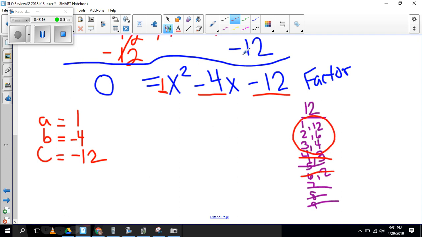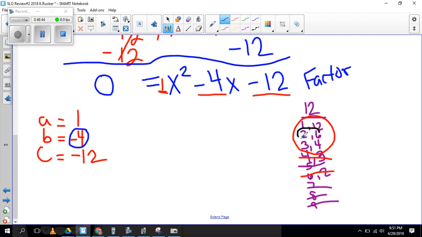Remember, I'm looking for the one that's going to give me that -4. So let's look at this. If I add 1 and 12, I get 13. If I subtract 1 from 12, I get 11. So I can't get a 4 with 1 and 12. But what about 2 and 6? If I add 2 and 6, I get 8. What if I subtract 2 from 6? I get 4. So 2 and 6 is going to be my answer.